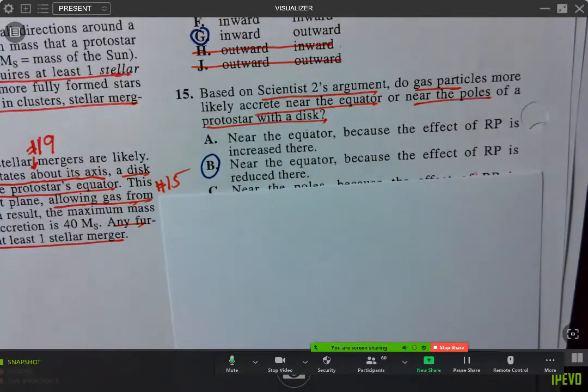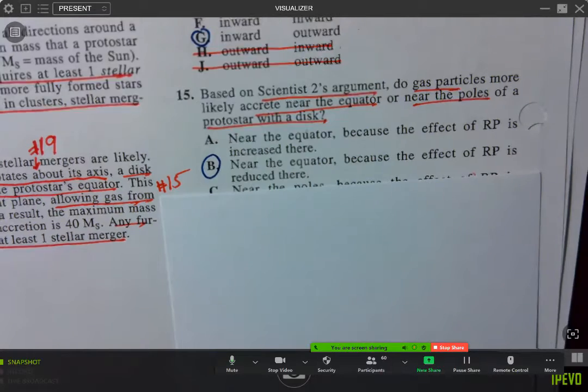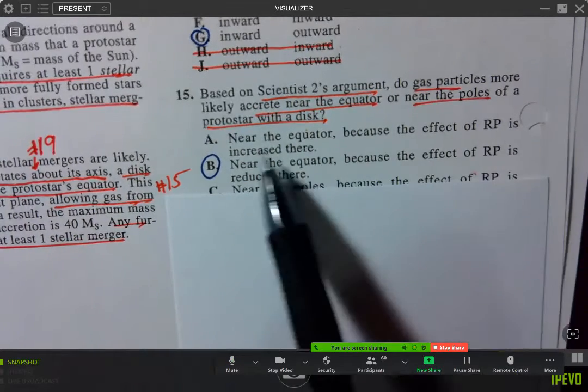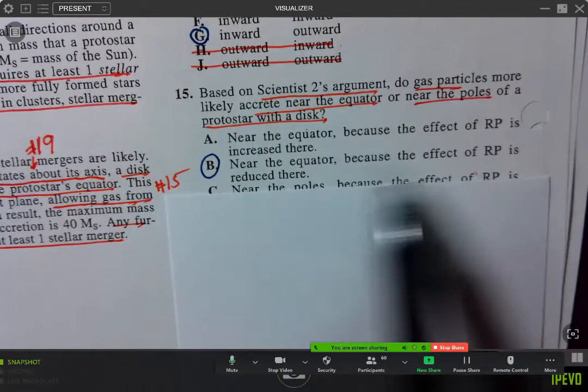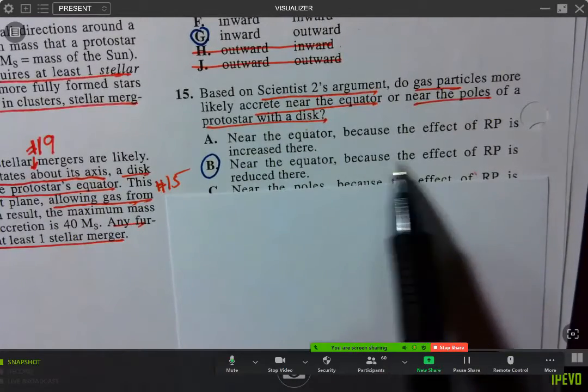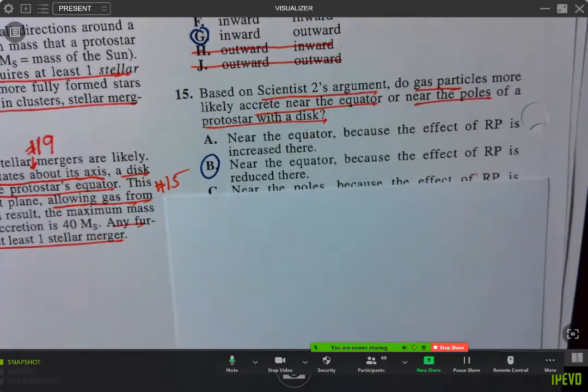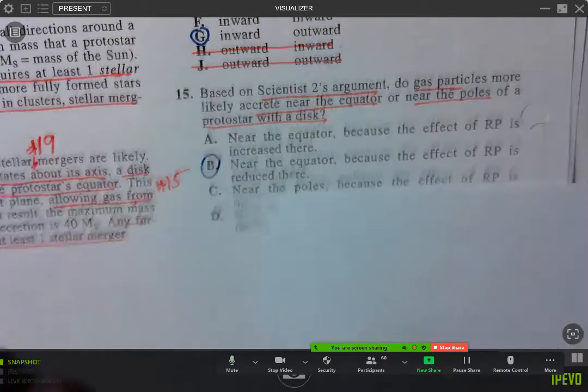And they do this all the time on the science section. Which is it by? Because the effective RP is increased there, or because the effective RP is reduced there. It's because the effective RP is reduced there, right? Because otherwise it wouldn't be able to pull it in. It'd be pushing it out.